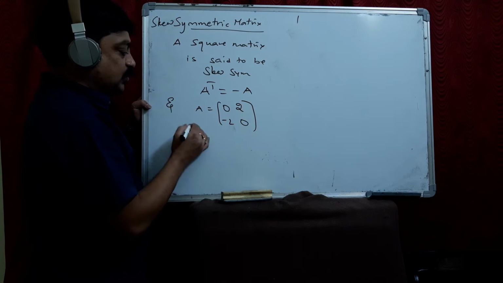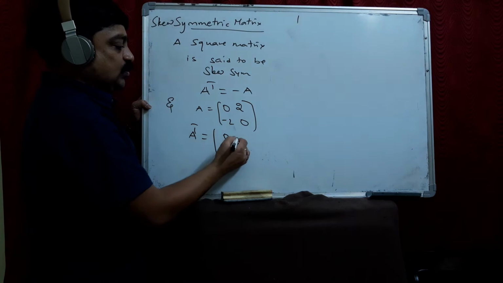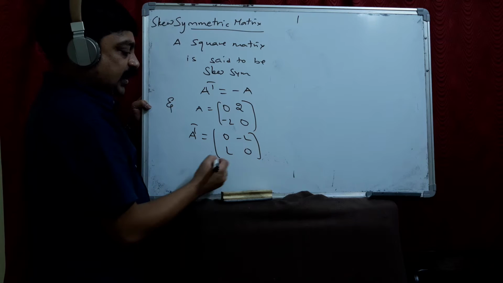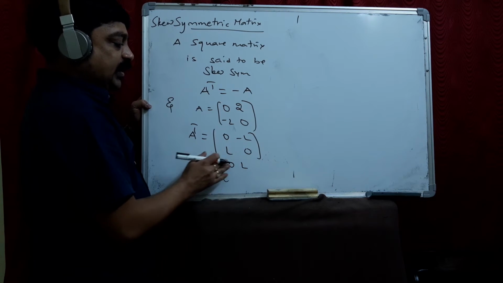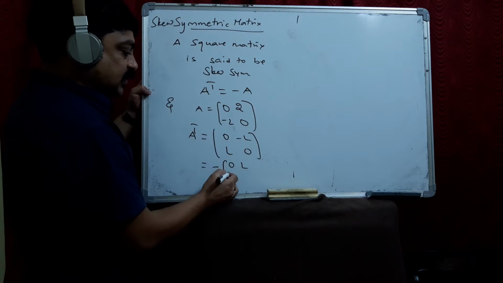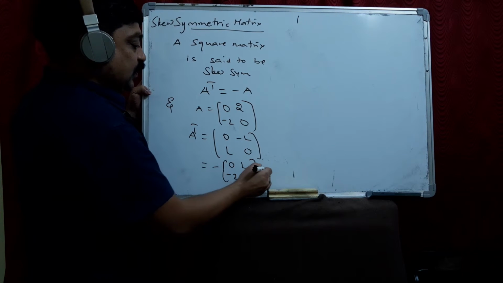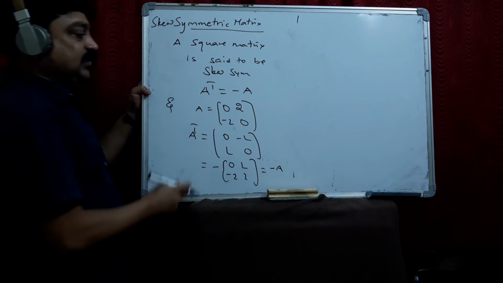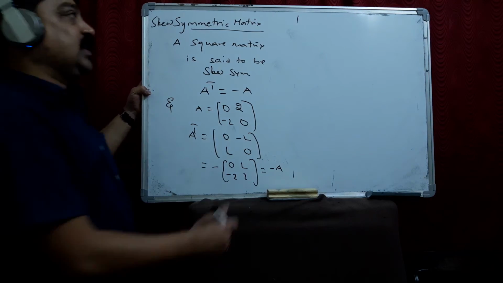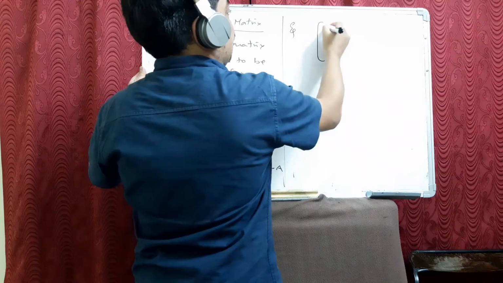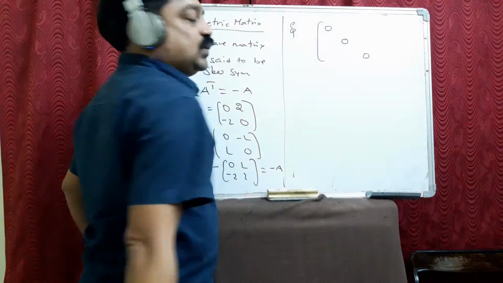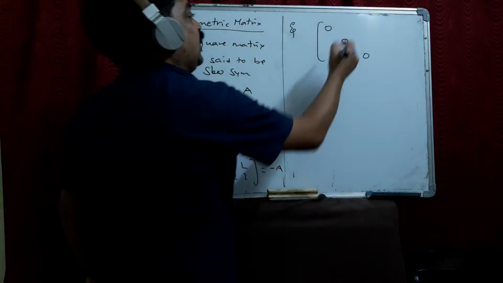See what A transpose is here. 0, 2, minus 2, 0. Take minus common outside: 0, 2. When you take minus common, it should be from all the elements. Minus 2, 2. You get minus A. Is it right? In the same way, if you want to give a 3 by 3 matrix example, first write down these 3 as zeros. What are the numbers you take?